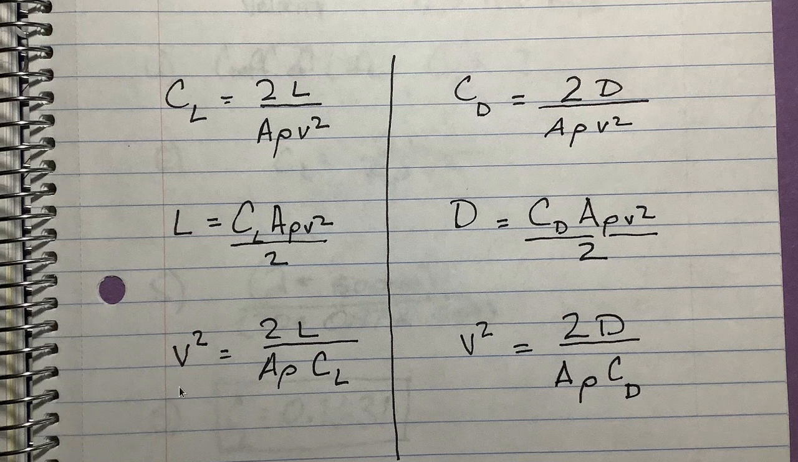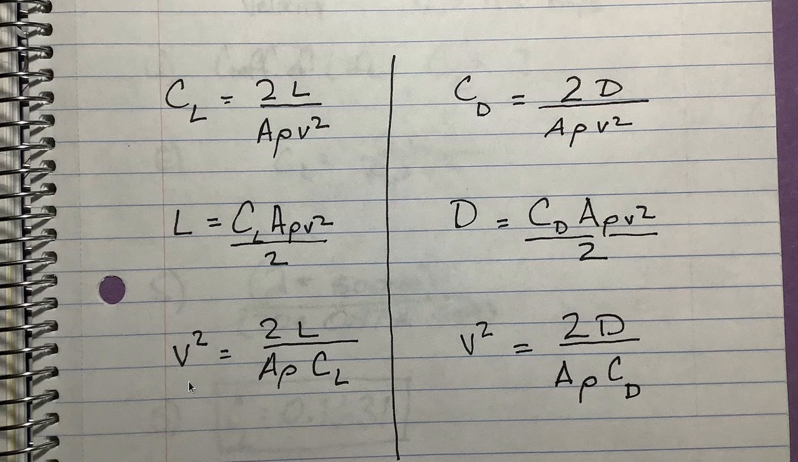If we want to calculate the velocity, we need to look at multiplying both sides by velocity squared to get it out of the denominator and divide both sides by the coefficient of lift or the coefficient of drag, and you end up with this formula down here. My advice is to solve this way and then take the square root of your answer to get the final velocity. Don't forget to take the square root of your answer if you're solving for velocity.